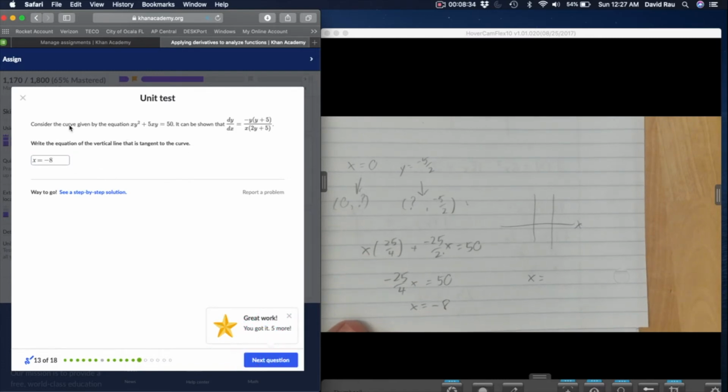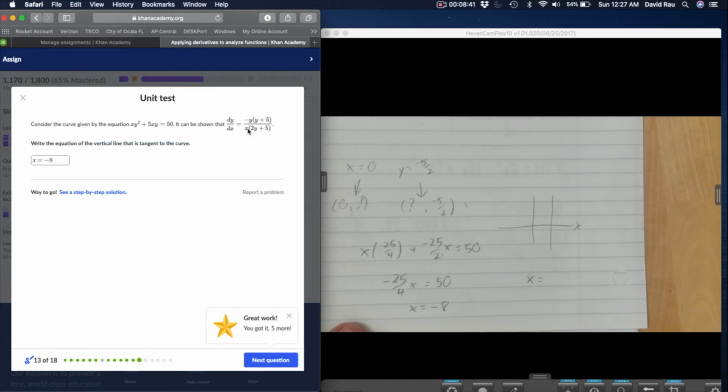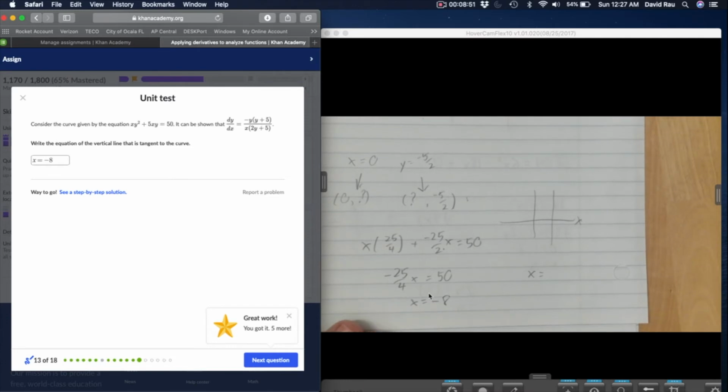So again, you have some crazy curve, and you know the derivative. They wanted the vertical tangent, so we had to find anywhere that this derivative was undefined, in other words, vertical, and then find the only coordinate that satisfied that, and then write the equation of the vertical line, in this case, that it corresponded to.